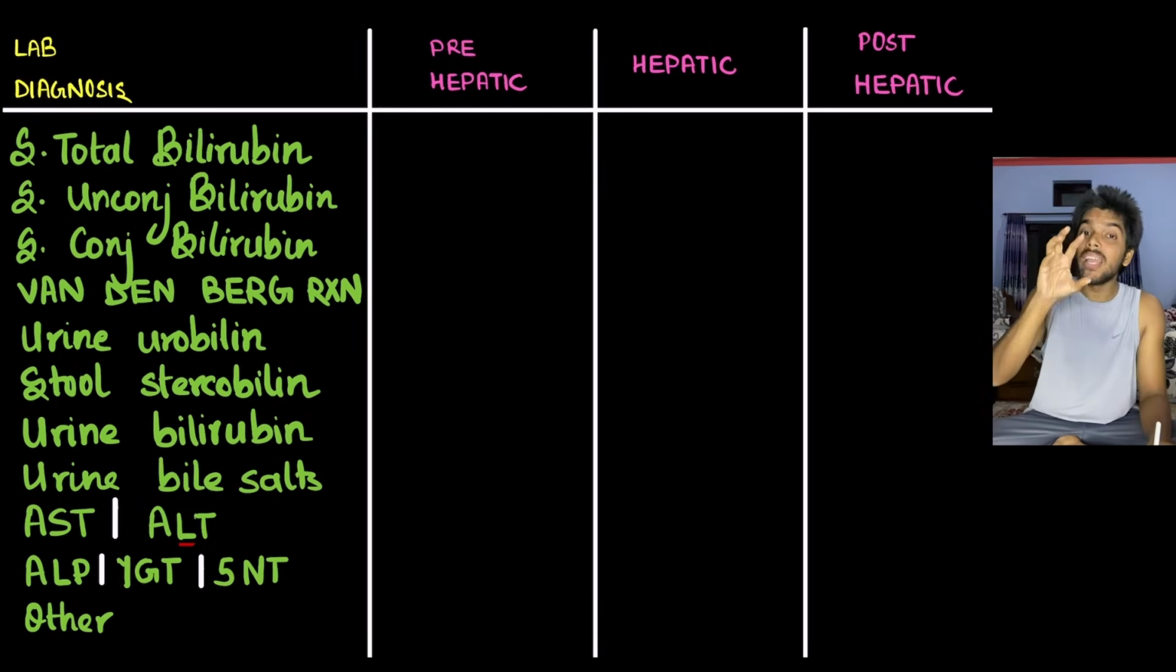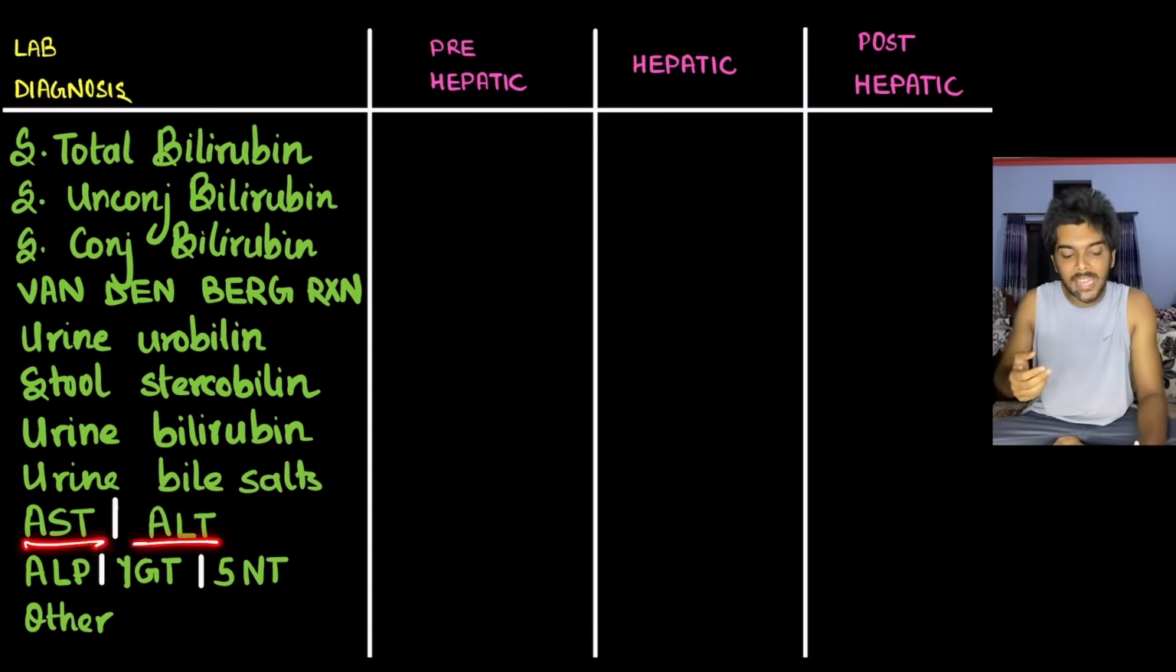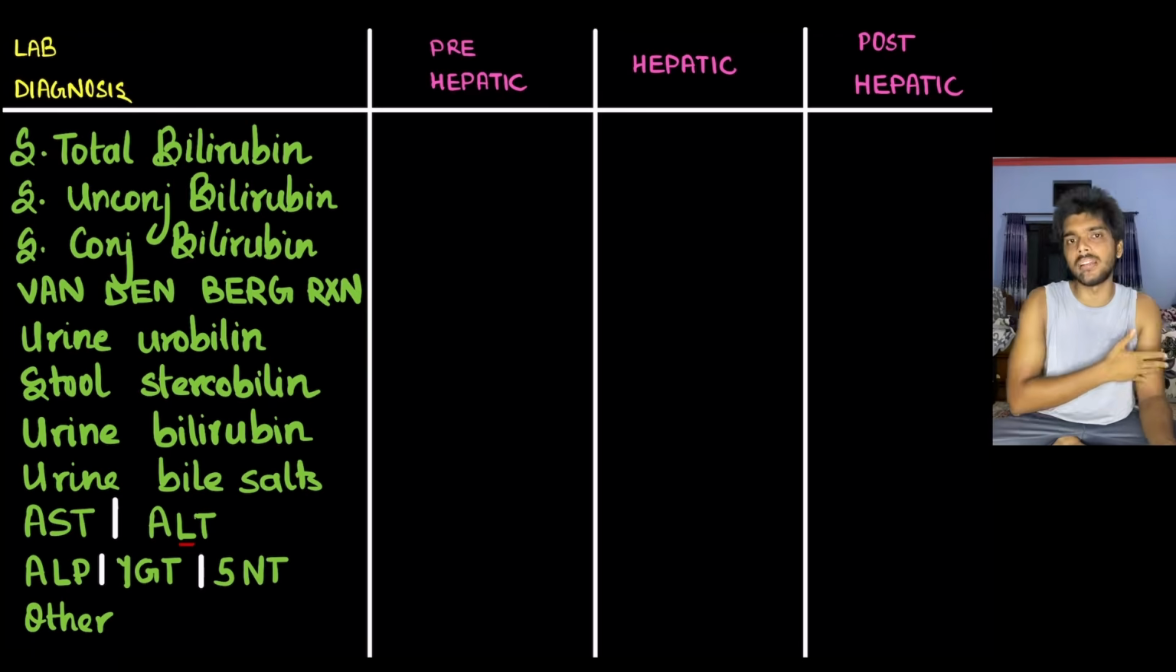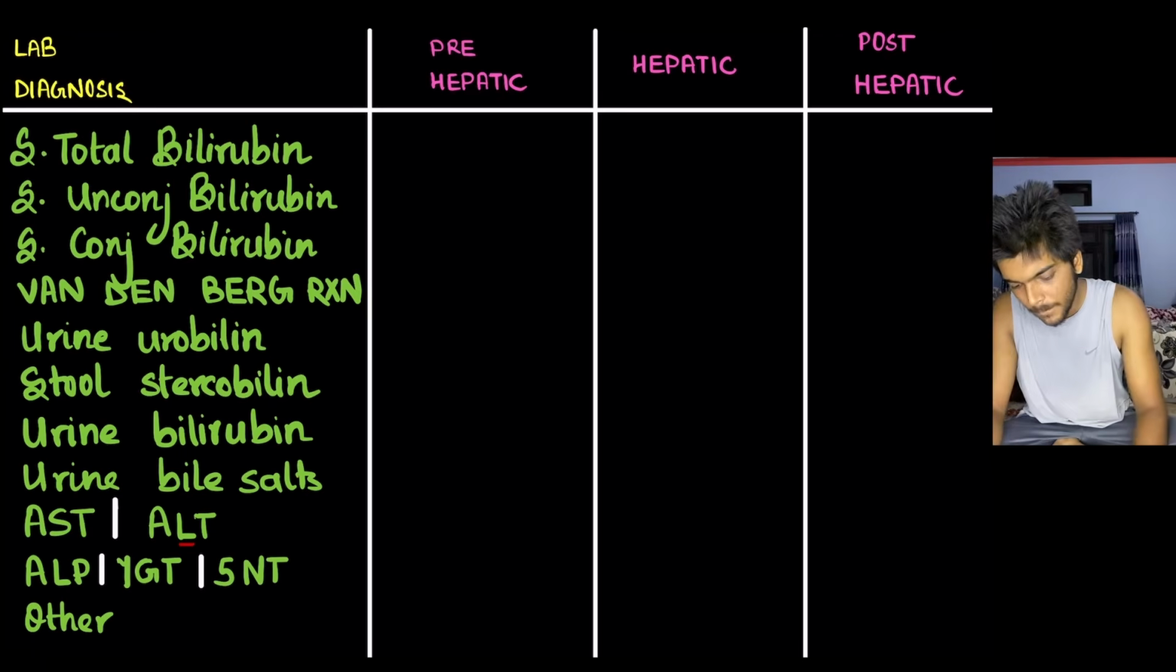Then within the hepatocyte, you have AST-ALT that leaks out into blood circulation. So you are going to see AST-ALT, the hepatocytic enzymes. Then within the bile canaliculi, you have ALP, gamma GT, and 5-NT, the presence of those in the blood. And then the other lab diagnosis that you can do, or other diagnosis that is appreciated as well.